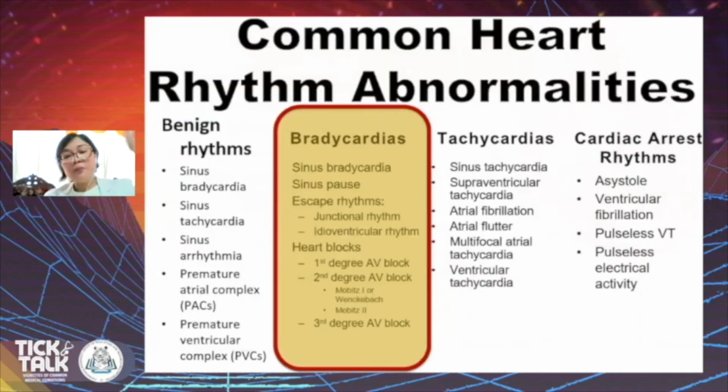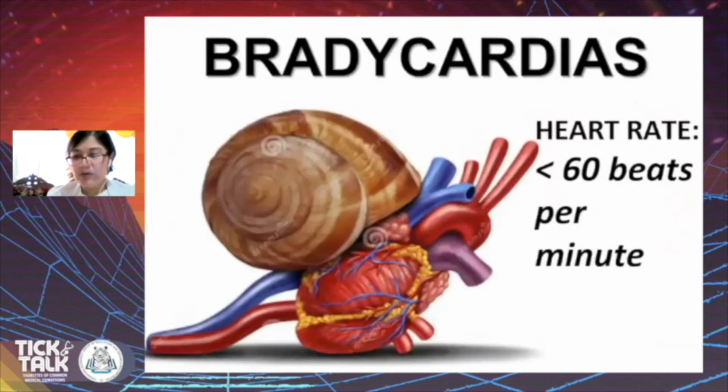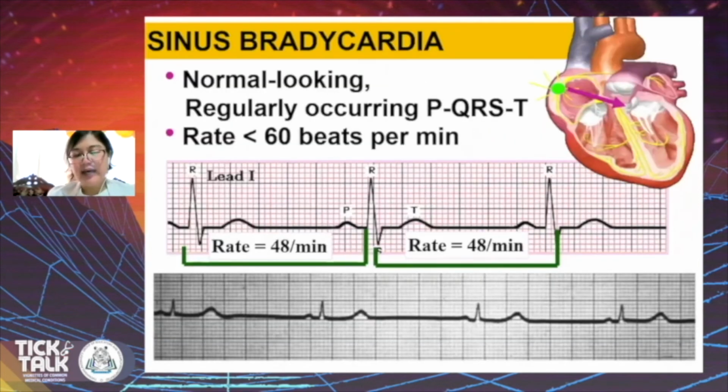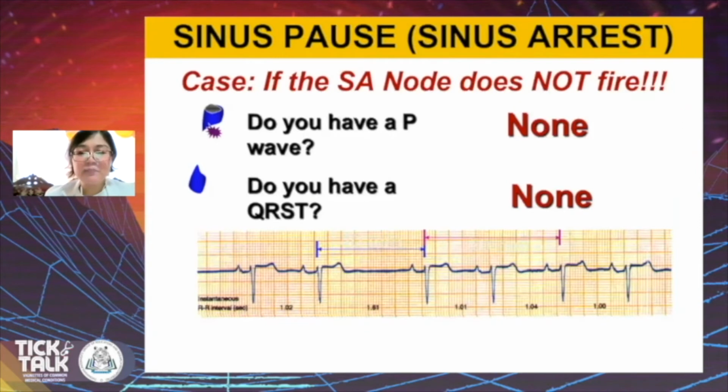Now we go to the bradycardia. So as mentioned, bradycardia means you have a slow heart rate. So we said that in sinus bradycardia, everything else is normal apart from the fact that your patient has a low heart rate. Now, a sinus pause is when your sinus node does not fire. So it is a particular time when you don't see any P wave and you don't have any QRS in a particular segment of your ECG.